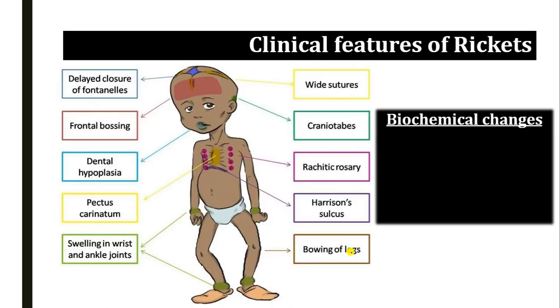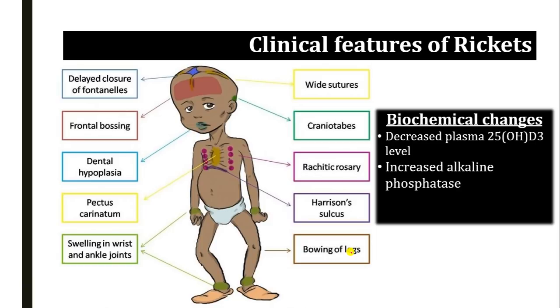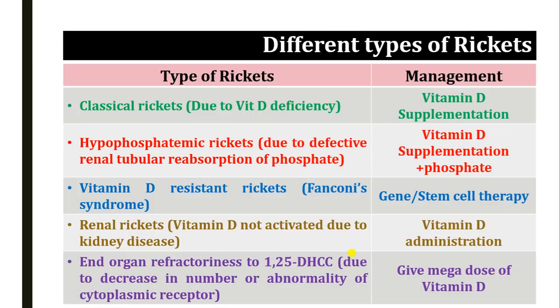Along with the clinical features, biochemical changes occur in rickets: decreased level of vitamin D3, that is 25-hydroxycholecalciferol, increased alkaline phosphatase because it affects the bone, along with hypophosphatemia and hypocalcemia. There are different types of rickets seen in children. What we have discussed is the classical rickets due to vitamin D deficiency, and that can be treated by giving vitamin D supplementation. The second type of rickets is hypophosphatemic rickets, that is due to defective renal reabsorption of phosphate.